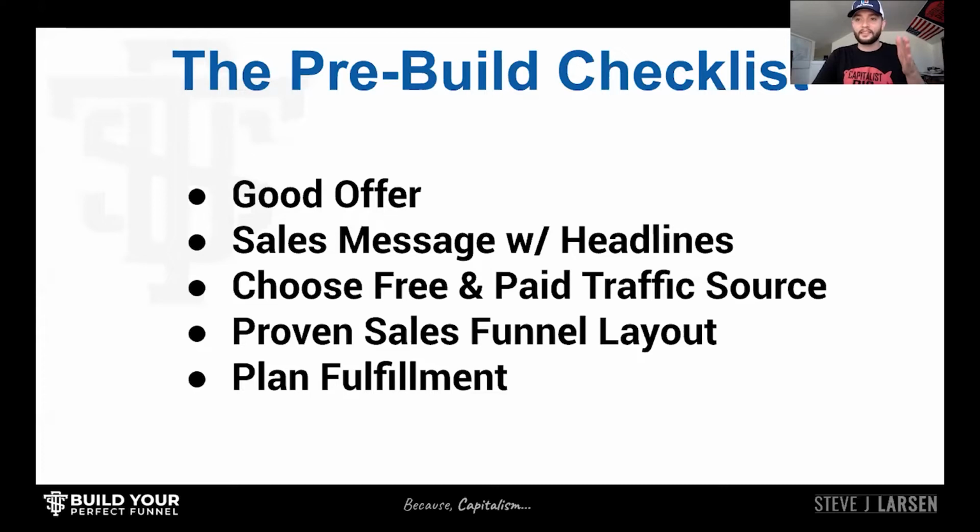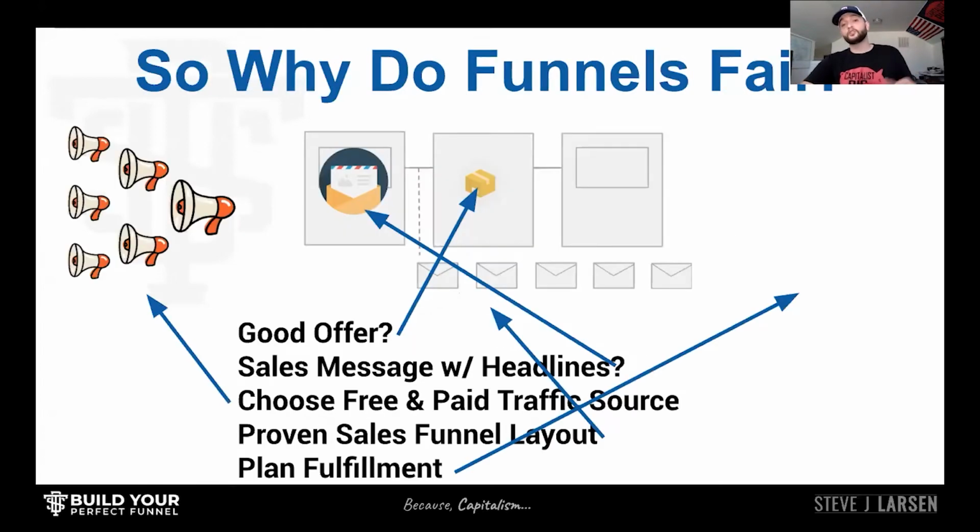Because you shouldn't think of one thing and then build it, and then think of one thing and build it. That's the pre-built thing. If I don't have those things, I can't build a funnel. So why do funnels fail? Usually because all they do is think about some pages. They don't have any of these other things figured out.